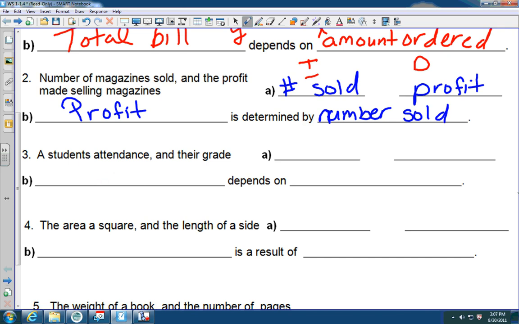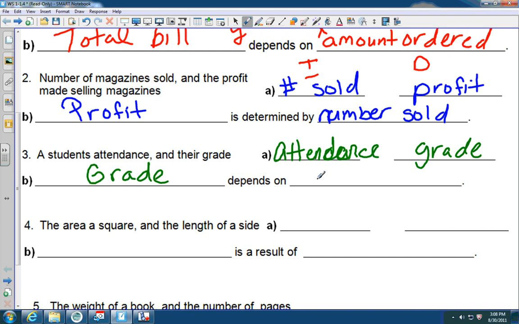Number 3, a student's attendance and their grade. What happens first? First you've got to come to class. So the attendance is the independent. Trying to write with this thing is a challenge. And the end result is their grade. So blank depends on blank. Their grade depends on their attendance.